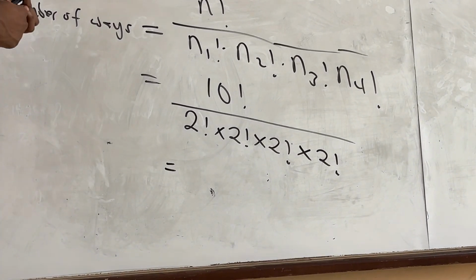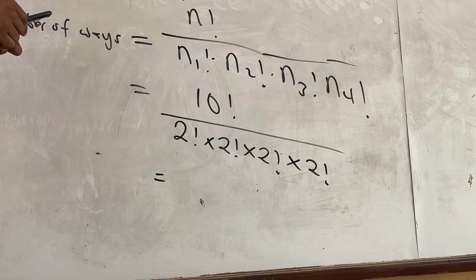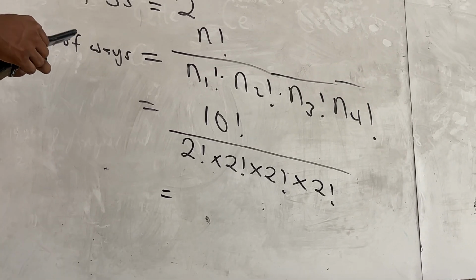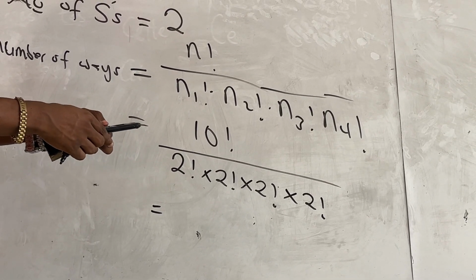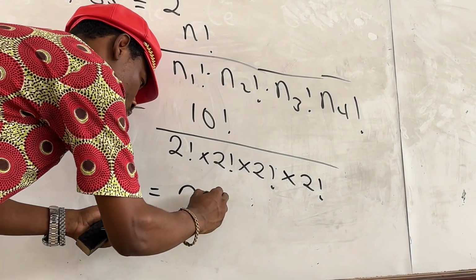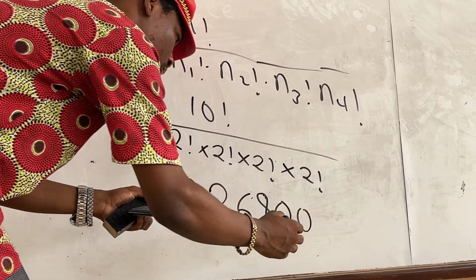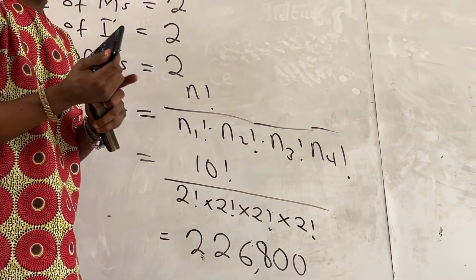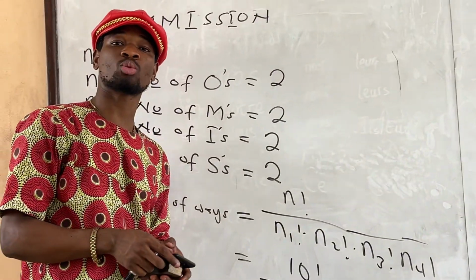And by the help of the calculator, we have 10 factorial over 2 factorial times 2 factorial times 2 factorial times 2 factorial, and we are getting 226,800. So this is the number of ways we can arrange the letters of the word permutation.